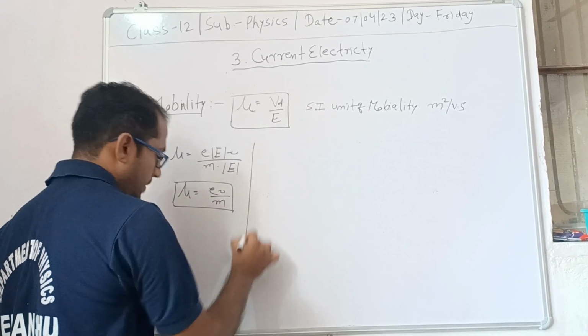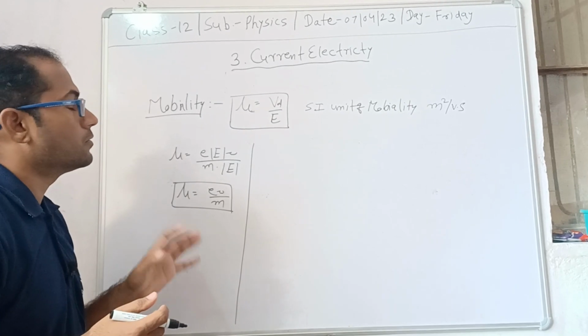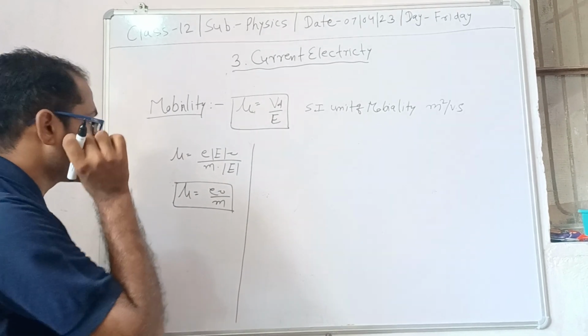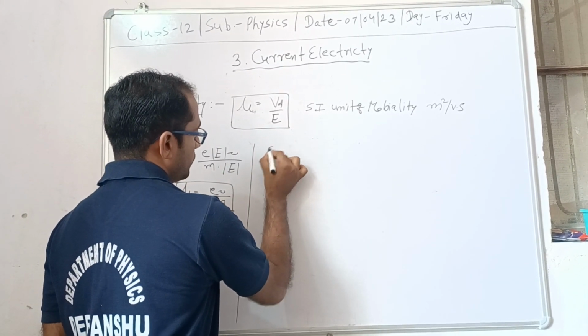In this chapter we forgot to introduce the SI unit of many things. So we introduce the SI unit of current density.